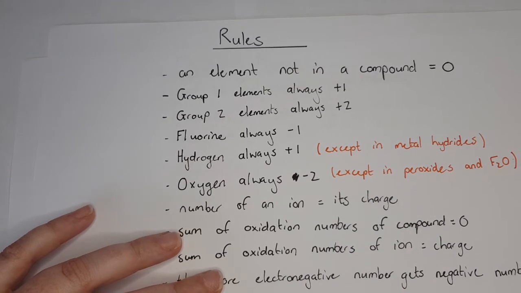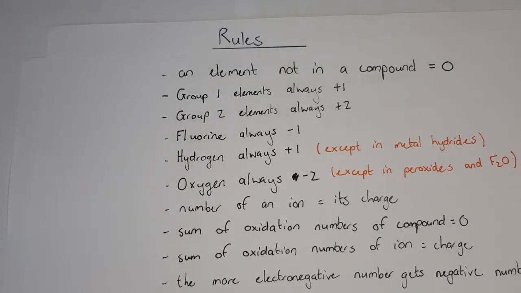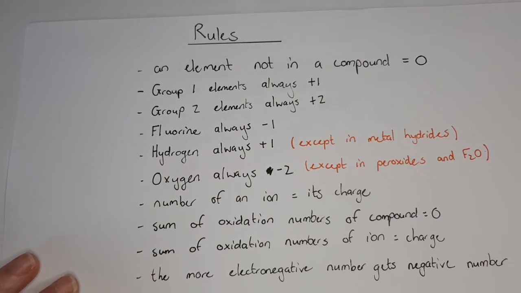The first one is that an element that is not in a compound, meaning it's not bound to something else, is always going to equal 0. Anything in group 1 is always going to be plus 1. Any element in group 2 is always going to be plus 2. Fluorine is always negative 1. Hydrogen is always positive 1, except when it's with a metal hydride.